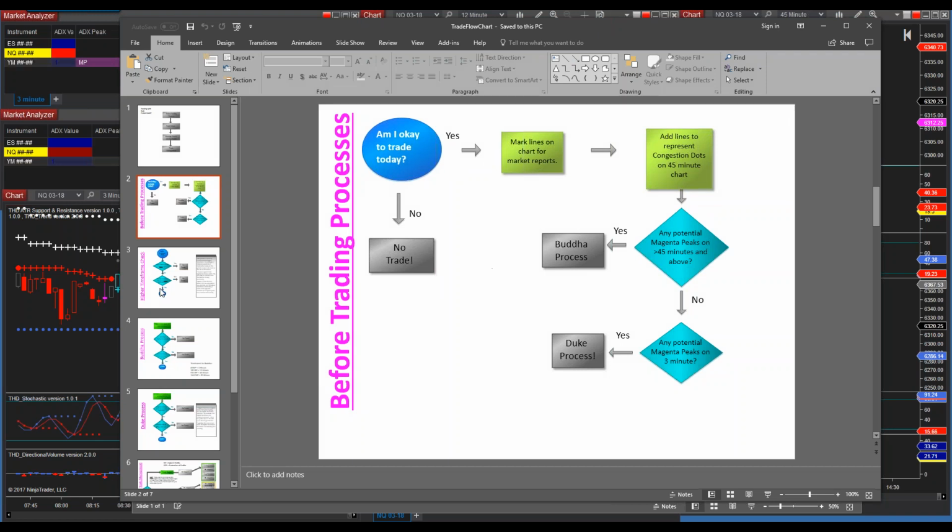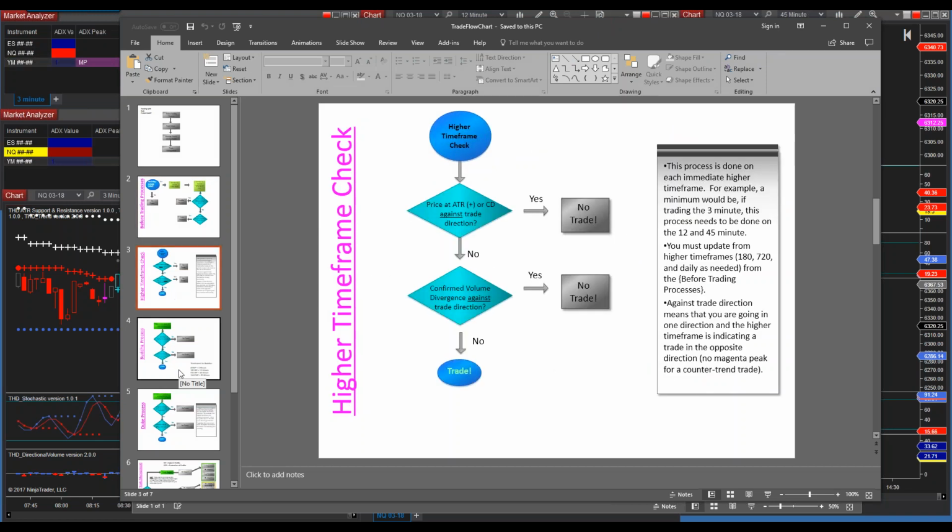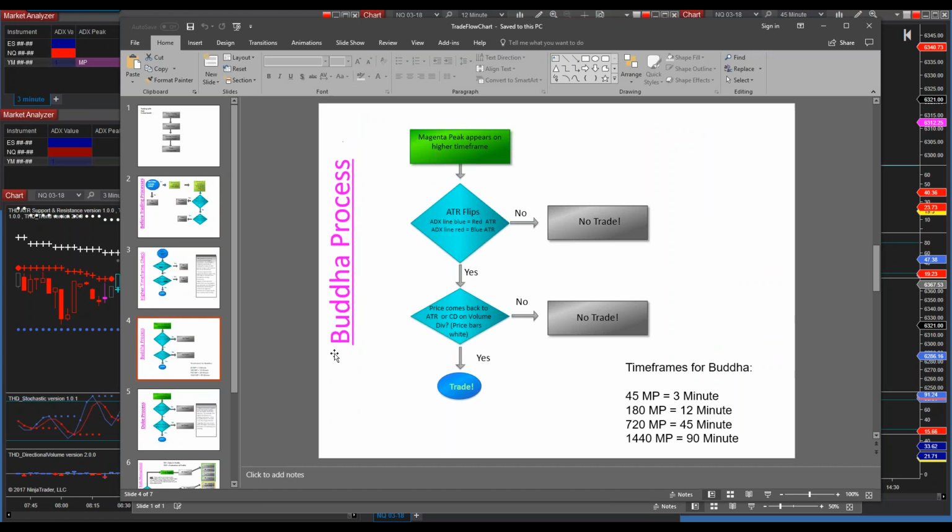Now, from there, if you'll notice over on the left-hand side, it tells you the process. This is a Buddha process. That means you have a magenta peak on a higher time frame. The ATR flips, and price comes back to test either the ATR or the congestion dot. Now, we always used volume divergence before. This time, all we did was add hidden divergence.